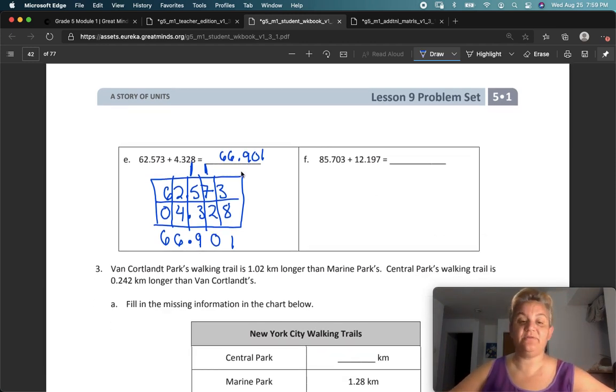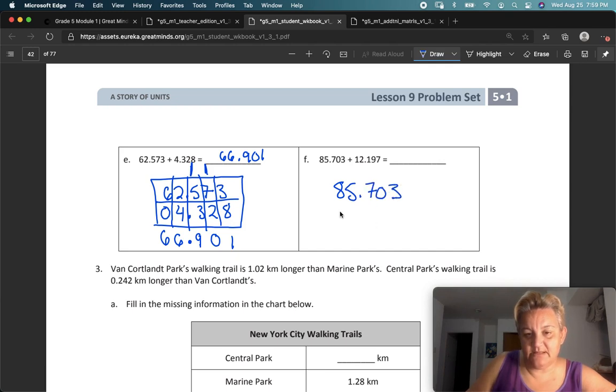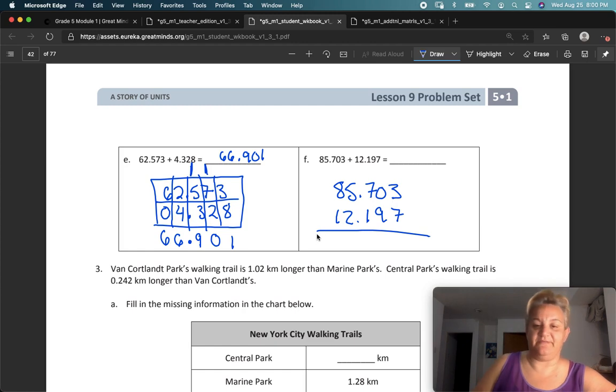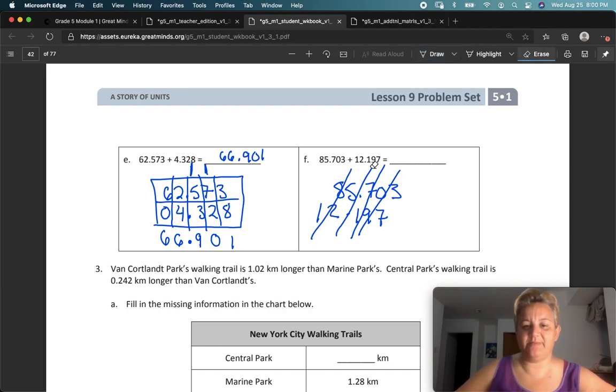If you want to draw that grid over that while we're getting used to this, do it, just as long as everything is in a line. 85 and 703 thousandths, and 12 and 197 thousandths. Now I have years of drawing things in straight lines. So if yours are looking wobbly, or if you somehow started this line here and then the next line you started over here, okay, I don't want crooked lines. Do you see how crooked that is?